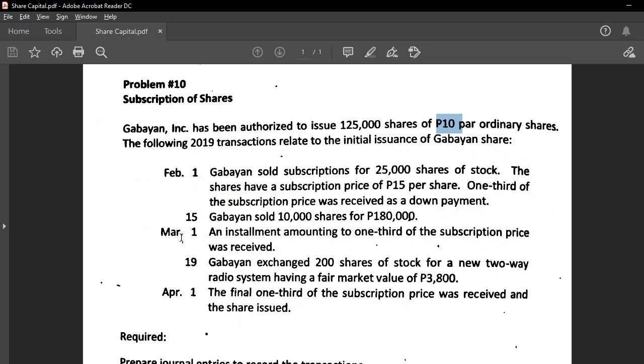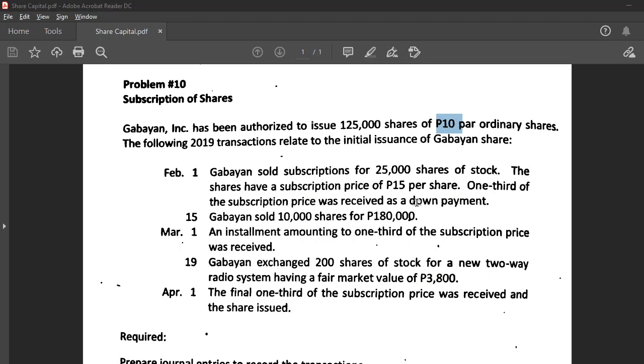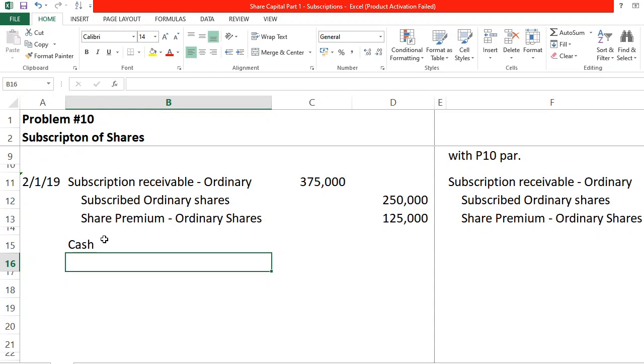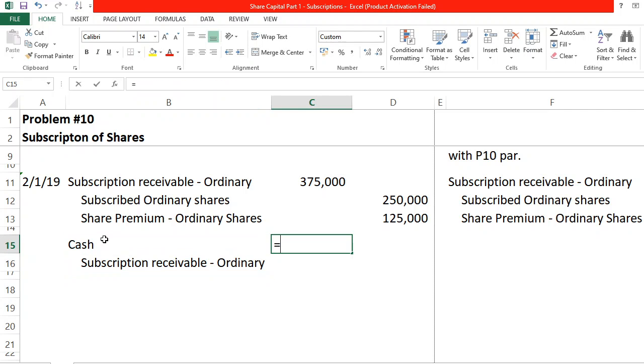Next, let us record February 15. There is still a down payment. So we are going to record cash and then credit subscription receivable, ordinary, in the amount of one third. That's 375 divided by 3.